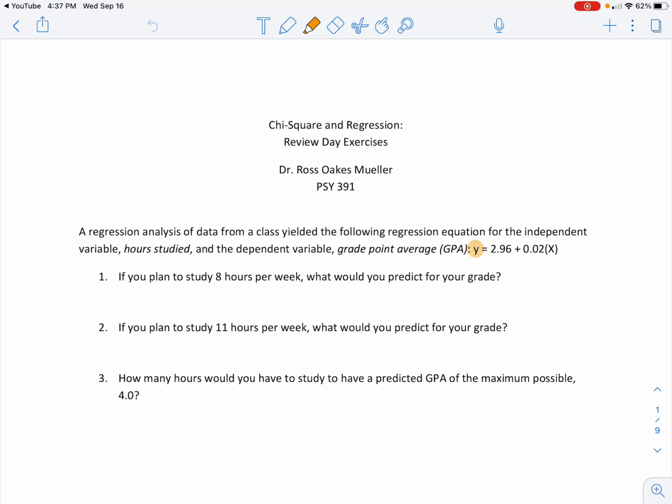So here we have a regression equation, y equals 2.96 plus 0.02x. Okay, so what you'll need to remember in order to fill this one out is, one, what is the independent variable? In other words, our study, which one is that? Is that the y variable or the x variable? Next, which one is the dependent variable? GPA. Again, is that the y or the x variable?